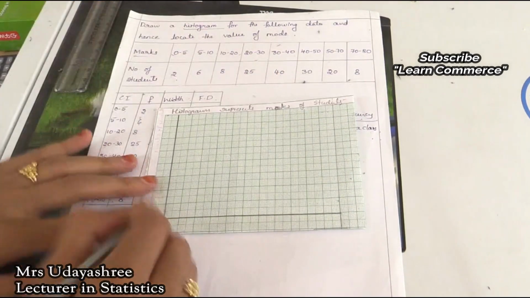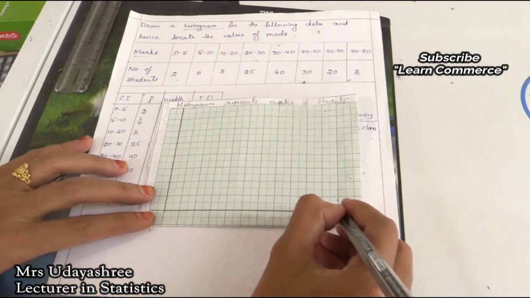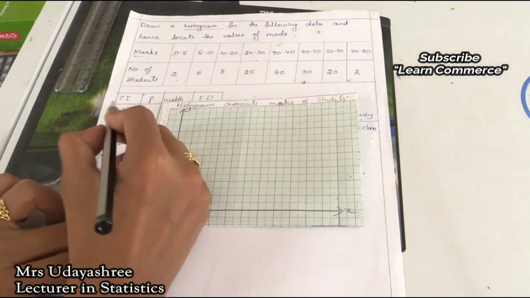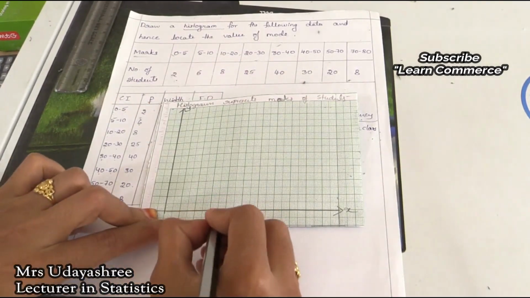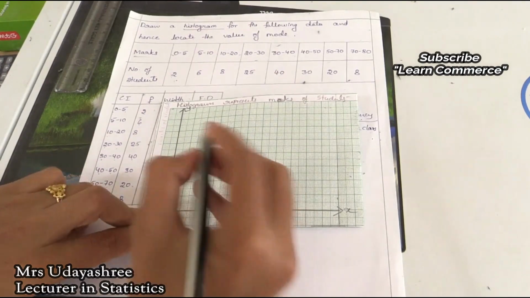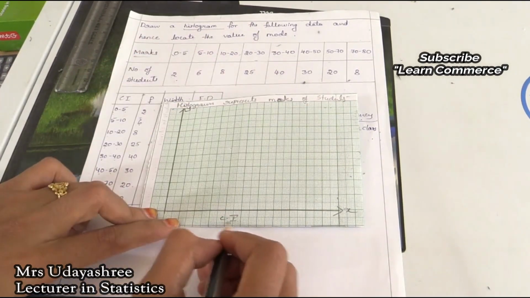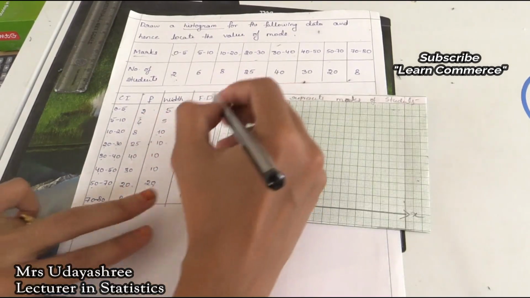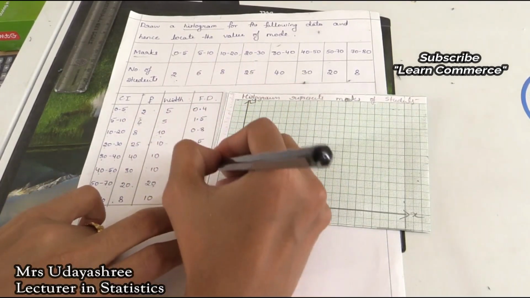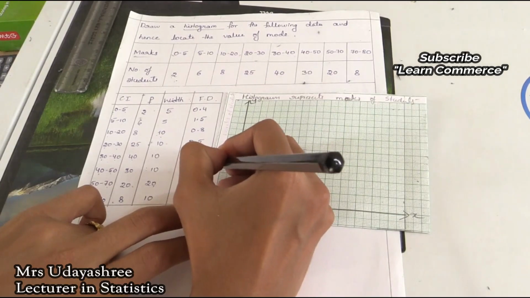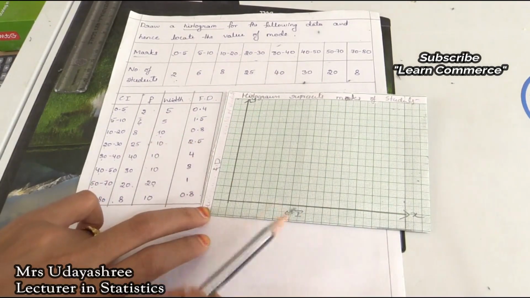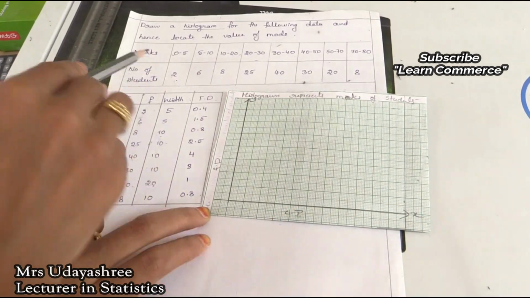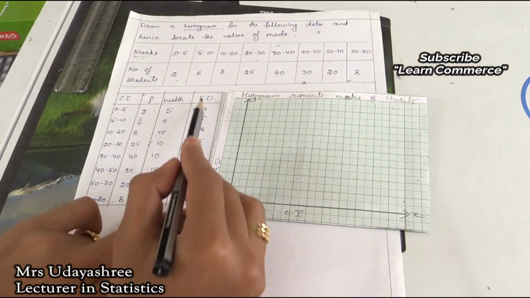And here, the class interval goes along the x-axis; see, this is the x-axis and this is the y-axis. Class interval in the sense marks. Then the frequency density goes along the y-axis, so here I will write fd, that is frequency density.